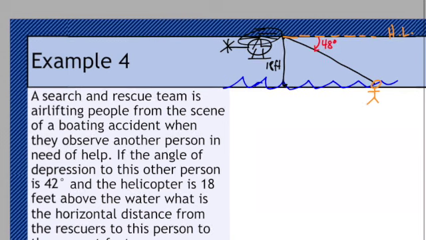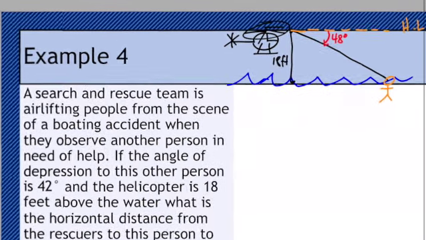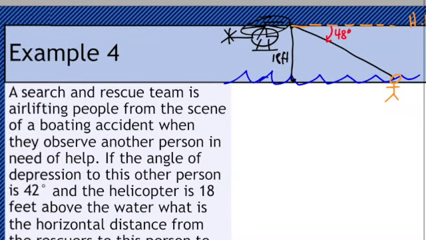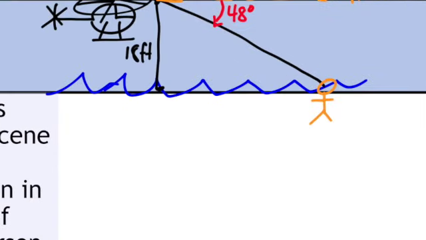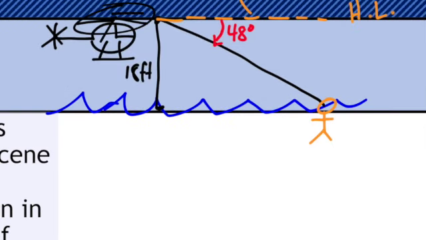Now the question is, what is the horizontal distance from the rescuers to the person to the nearest foot? So we want to find the horizontal distance. I want to find this value right there. This is my horizontal line. I need to create a right triangle out of this, so I'm going to draw a straight line down, and there's my right triangle.